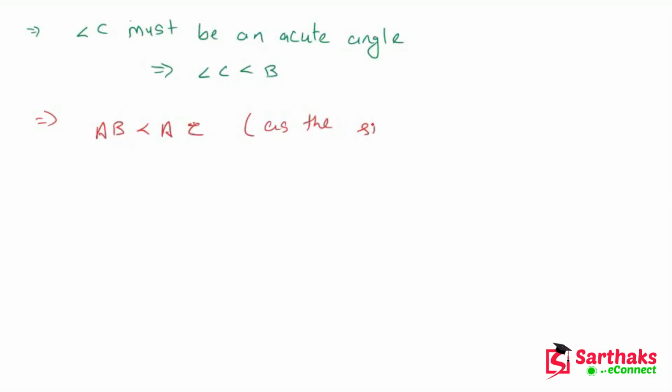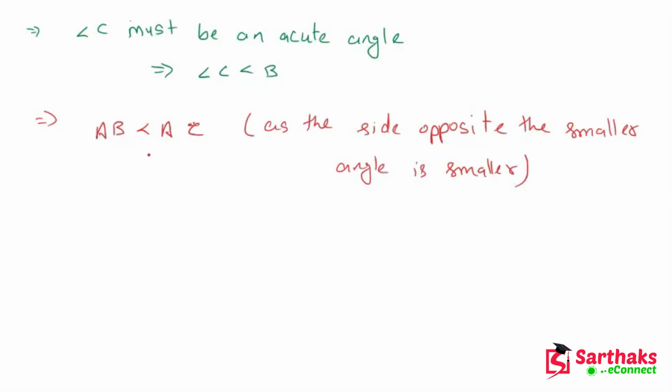So the reason is: the side opposite the smaller angle is smaller. So AB is less than AC. Hence proved. I hope you understand these things, my dear friends.